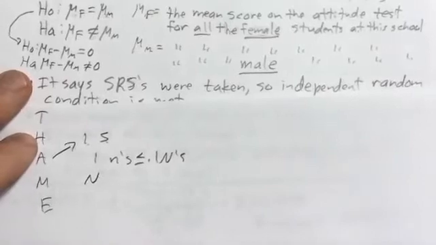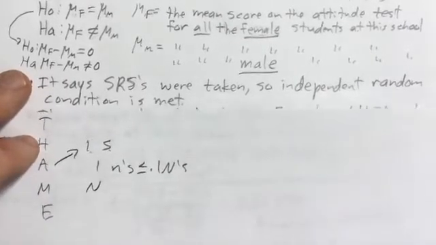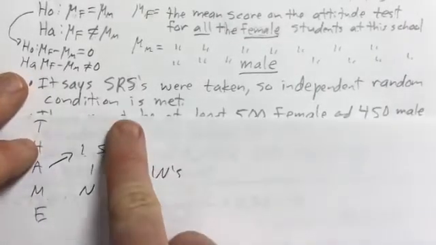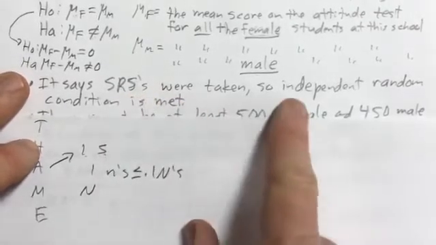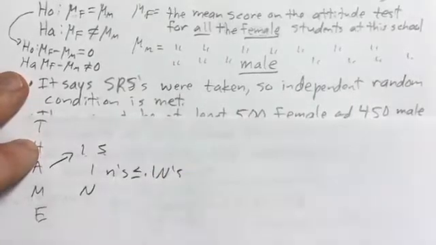And then we have normality, okay? So we have to check those 3 things. So let's do it. The first thing, it says SRSs, there were 2 of them, so say plural, we're taking, so independent random conditions met.